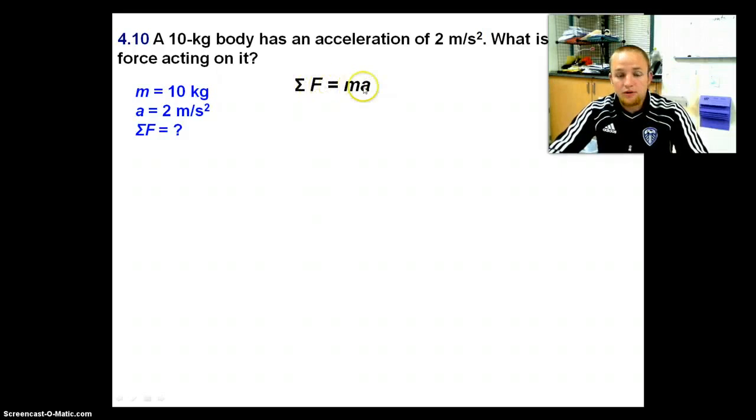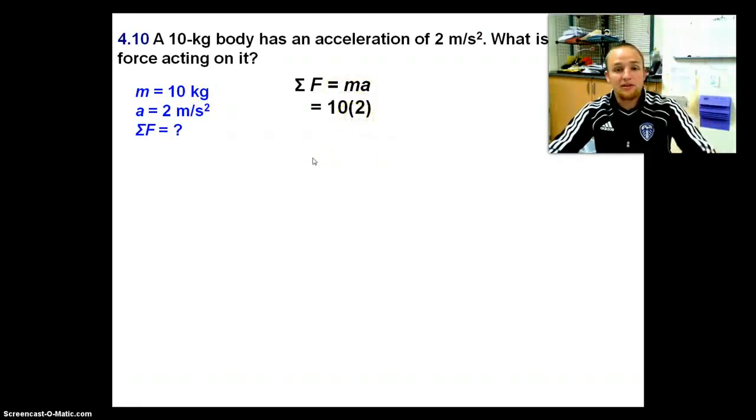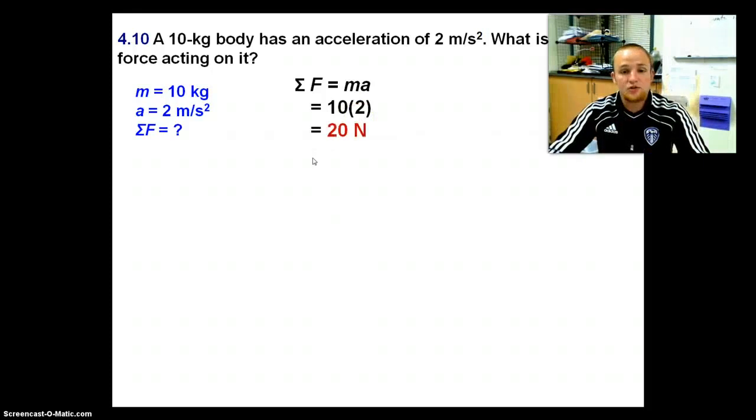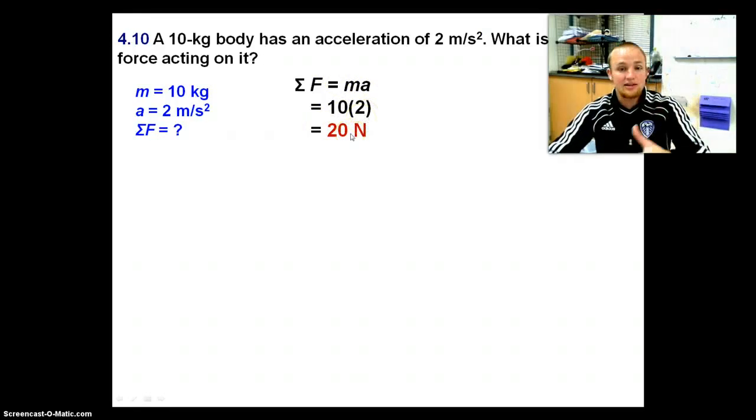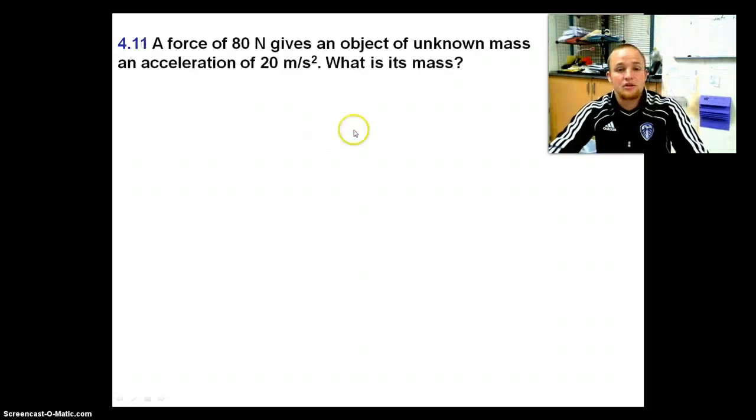So we're looking for the sum of my forces. My mass, I know, is 10 kilograms. My acceleration is 2 meters per second squared. So the sum of my forces, my net force, is 20 newtons. So 10 kilograms times 2 meters per second squared is the same as saying 20 newtons. I have a 20 newton net force.